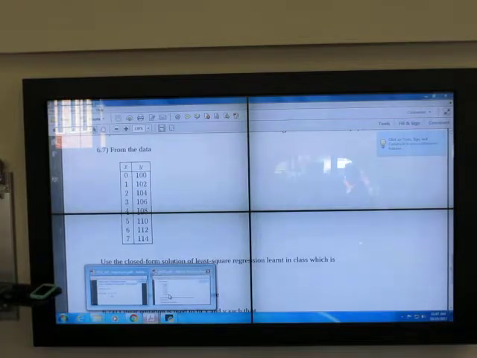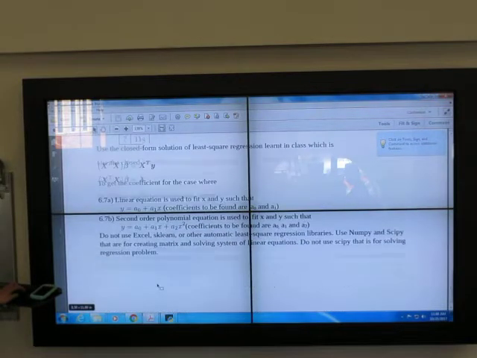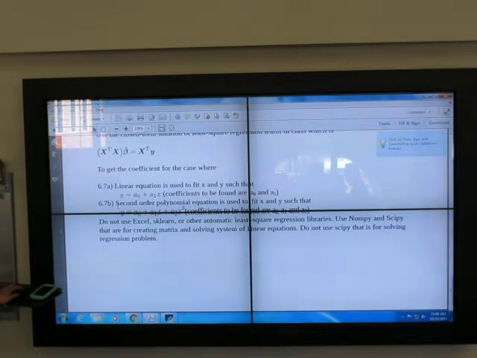8 rows and 2 columns. Okay, column 1, this is for the case that we do for 6.7a, which is fitting with linear equation.